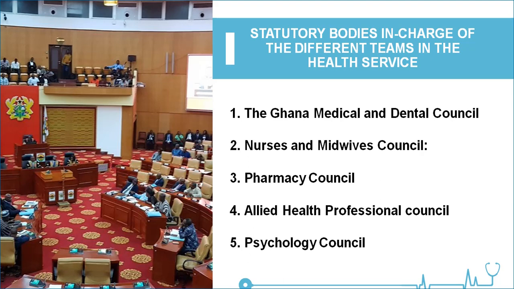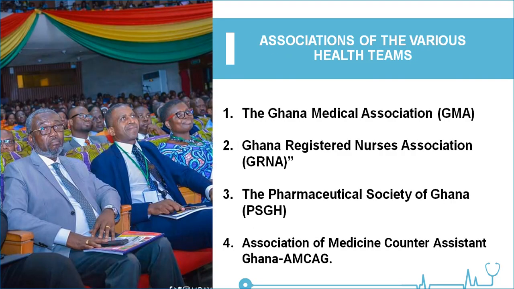Okay, so these are the statutory bodies in charge of the different teams in the health service. However, the professionals may also have their own associations. Association means that the medical doctors can come together and form a group. They can elect their own president so that they can negotiate on salaries and better terms and conditions. They take care of their own welfare.